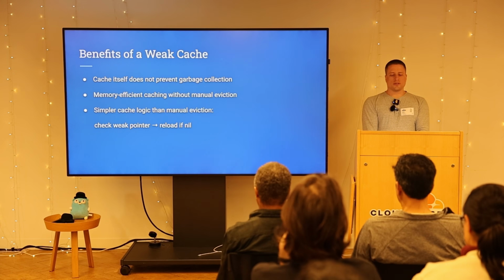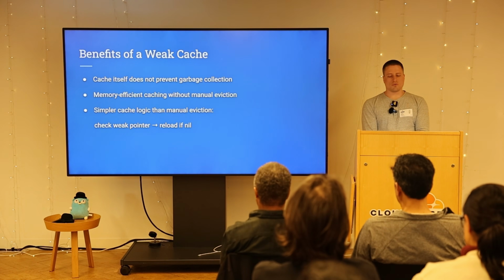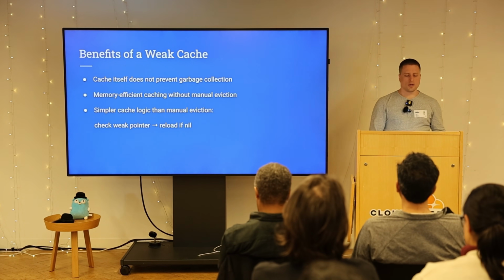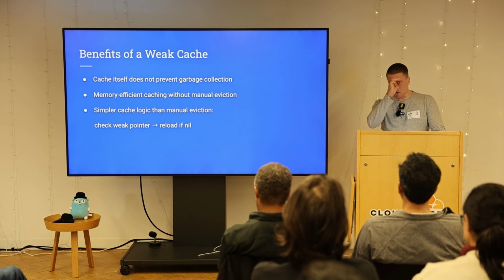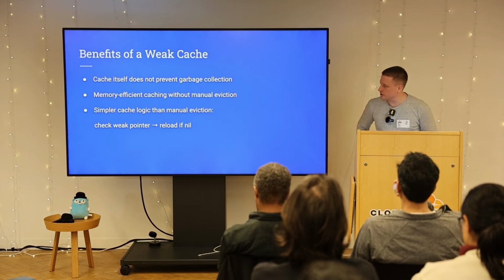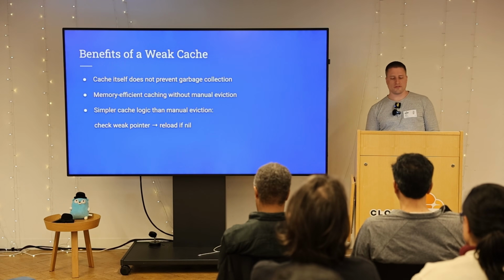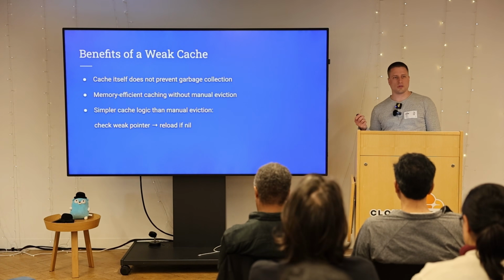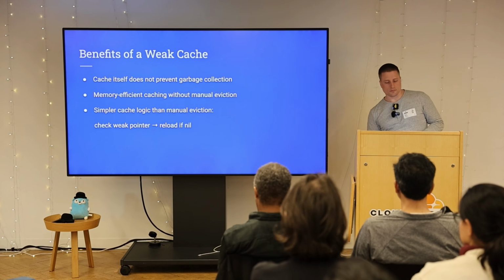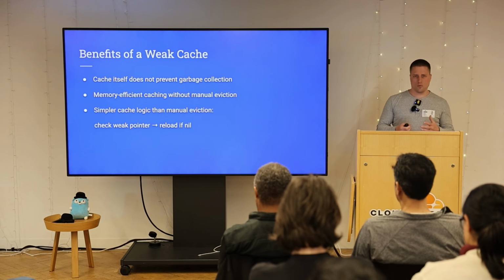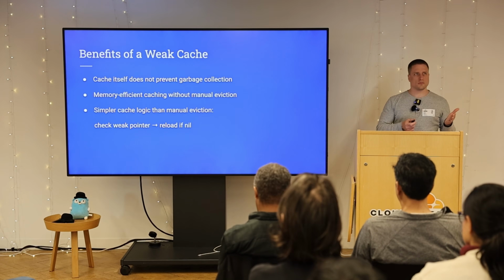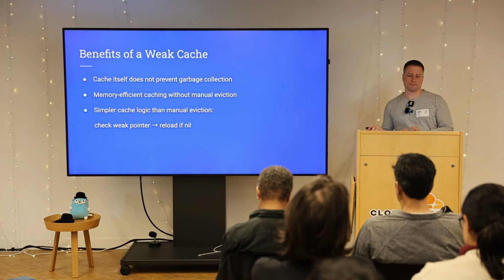So to reinforce why this approach solves a problem with caching, the cache itself doesn't prevent garbage collection. It allows for memory efficient caching without manual eviction. There's a little bit of a trade-off. We've got some simpler logic than manual eviction, where we're checking if the weak pointer has been invalidated and reloading the cache entry if it's nil. But other than that, what we've been able to do is to create a cache where essentially the memory can be reclaimed.